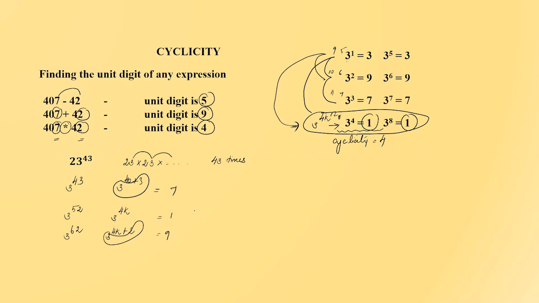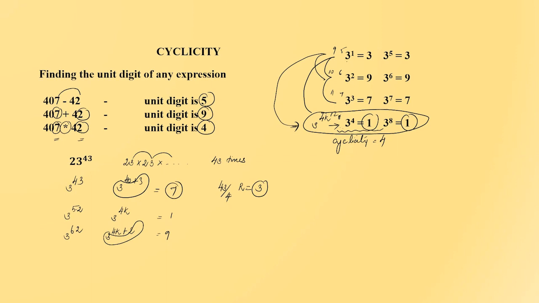Understood? So in simple terms, what I'm doing, I'm taking the power and dividing it by the cyclicity and figuring out the remainder. So if here in this case the remainder is 3, now this becomes a new power. So 3 power 3 I do and I get the answer as 27. So 7 is the units place.